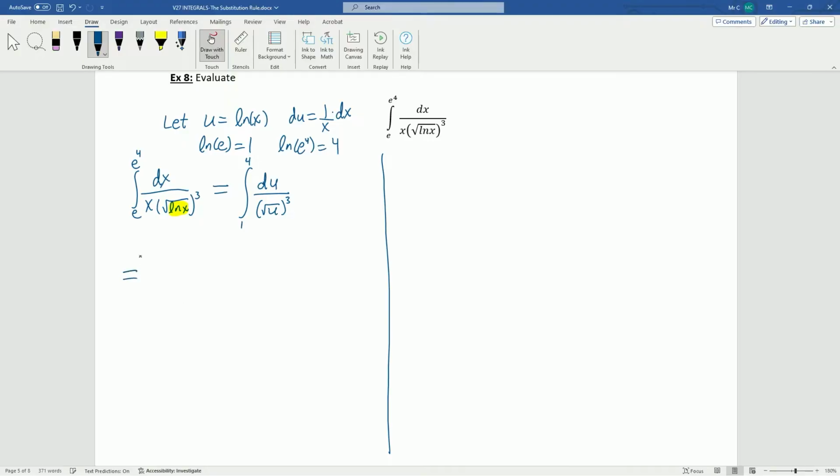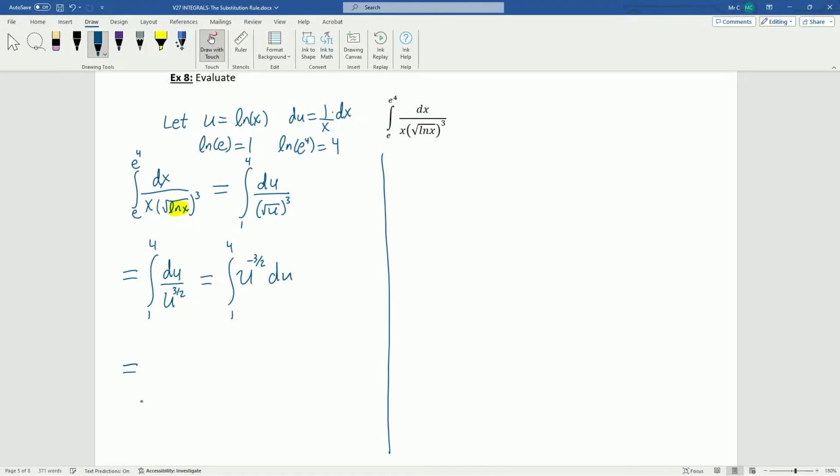And now I'll rewrite this integral a bit further. This is the integral from 1 to 4. The square root of u is u to the 1/2 to the 3rd power. This is du over u to the 3/2 power. And I'll rewrite that one more step. That becomes u to the negative 3/2 du.